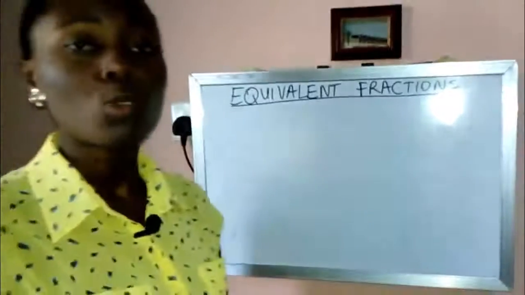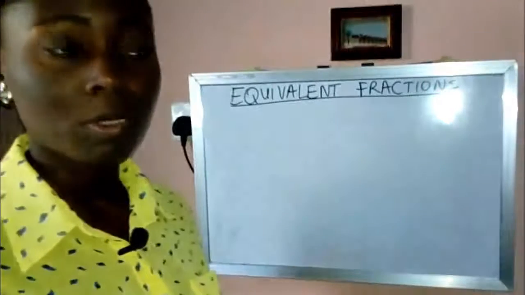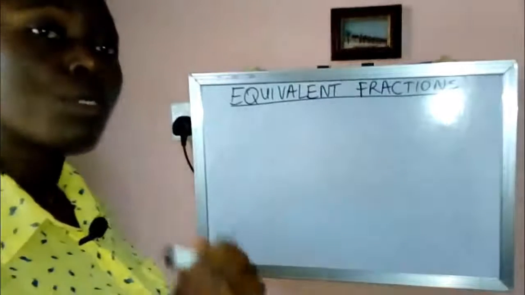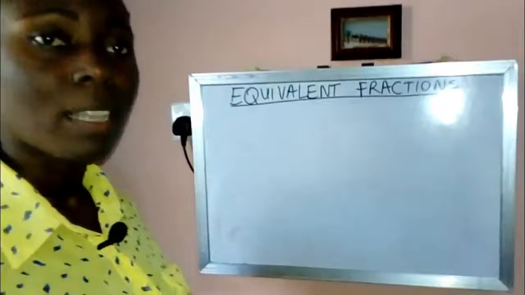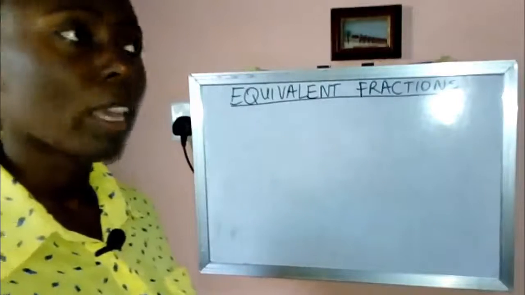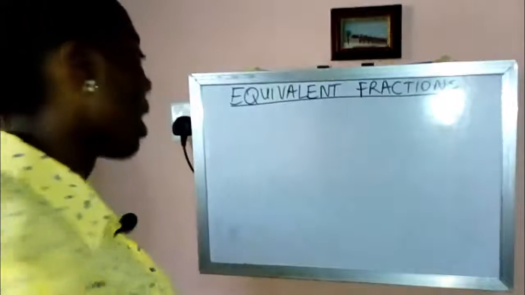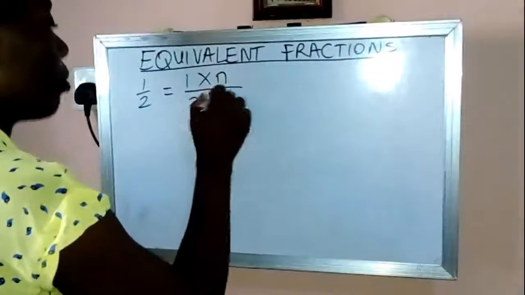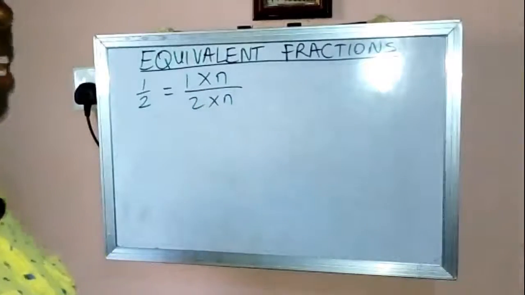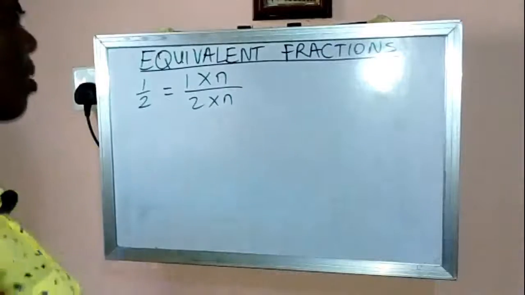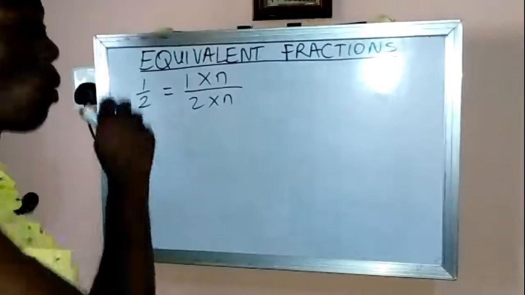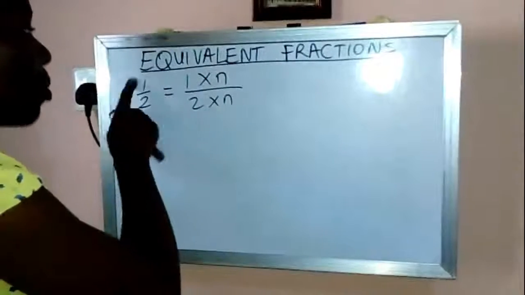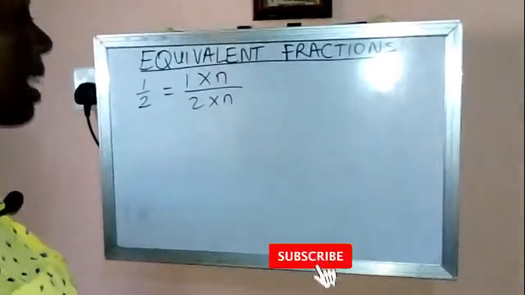Now we say two or more fractions are equivalent when they are equal, though they may appear in different forms, but we call them equal when you can reduce two or more fractions to their lowest term and they will have the same answer. Okay, now for example, we have 1/2. We call it 1 times n all over 2 times n. Now, we can get equivalent fractions by multiplying both the numerator and the denominator by the same number. Okay? You can get that when you multiply both the numerator and the denominator by the same number.